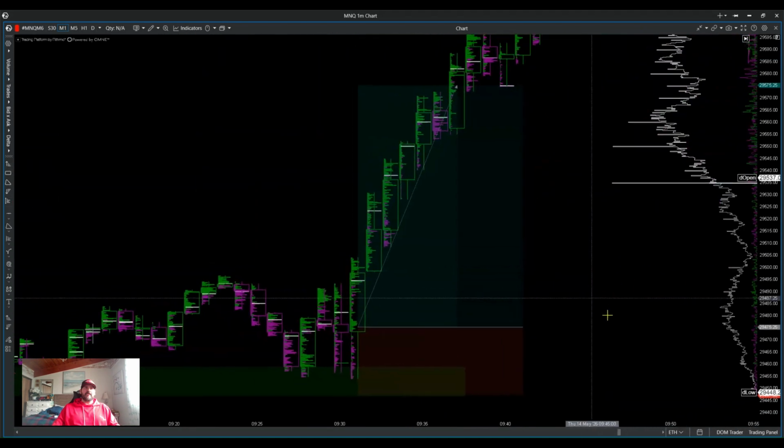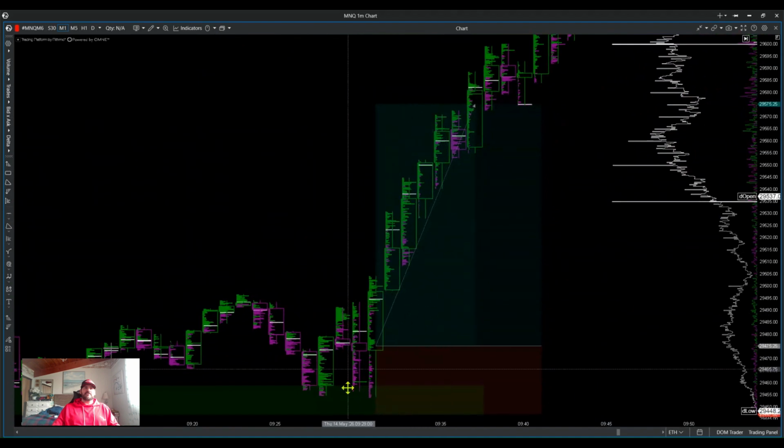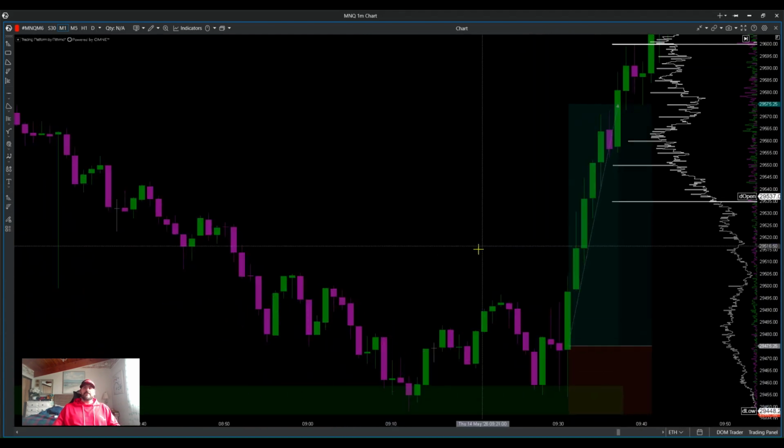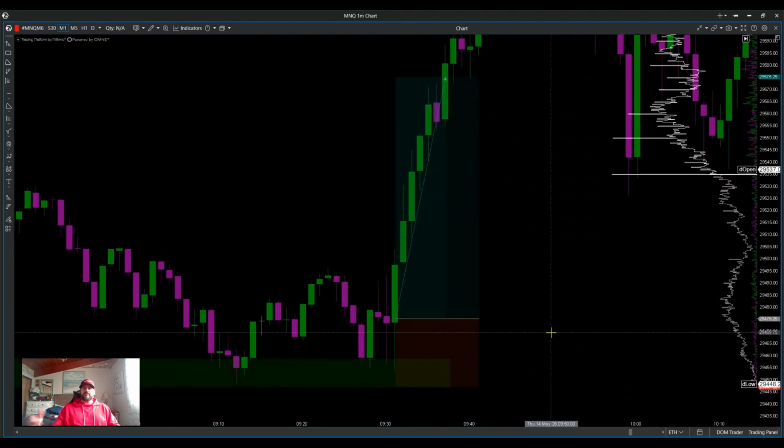When I scroll in, these candles turn into delta. It's showing me the delta profile. So if you don't know what delta is, it's the difference between buy orders and sell orders, right? I'll get into that as we progress with the video.